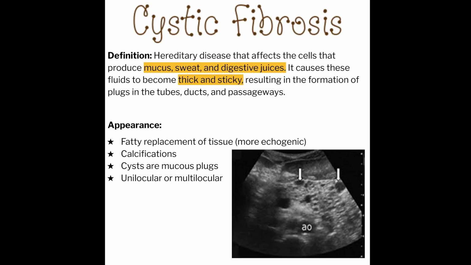On ultrasound then, we're going to see what we call fatty replacement of the tissue. So more fat invades into the tissue of the pancreas, so it'll be a very echogenic pancreas. We might see some calcifications within the pancreas. The cysts that we're seeing are actually those mucus plugs with some backup of juices behind it, and they might be kind of irregular, unilocular, or multilocular cysts.